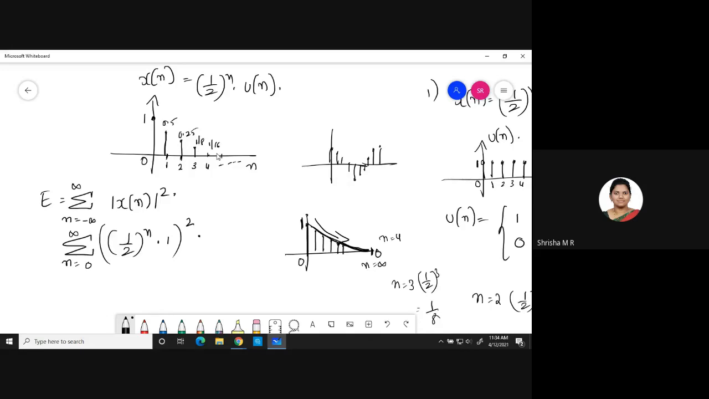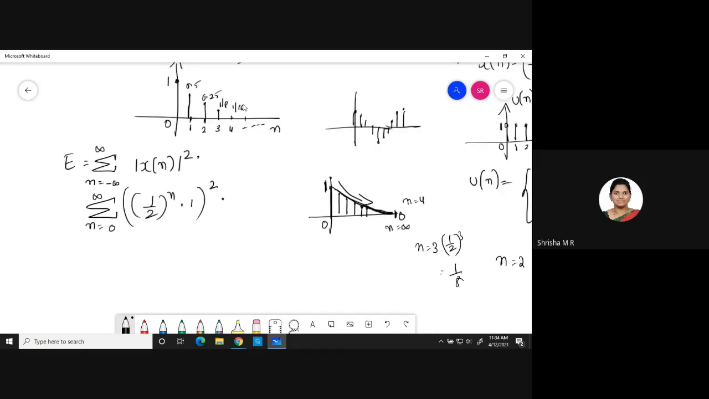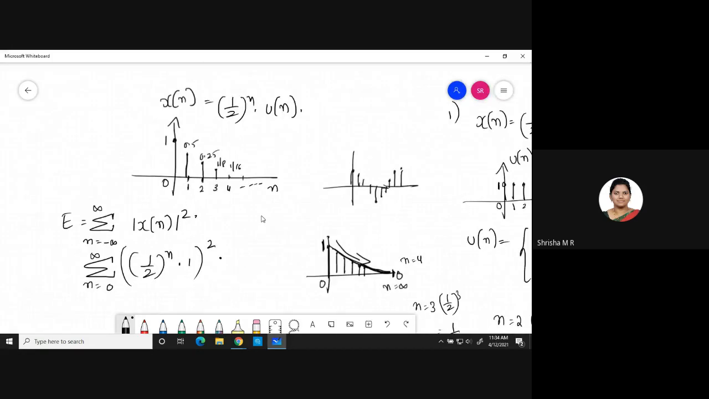First, what they are telling you is: find the energy or power of the given signal. They'll not specify find energy or find power. They'll give you find the energy or power of the given signal. So first, to find if it's an energy signal or power signal, you have to plot it graphically. For your understanding, plot it graphically. Then it's a non-periodic signal, so you have to find energy.